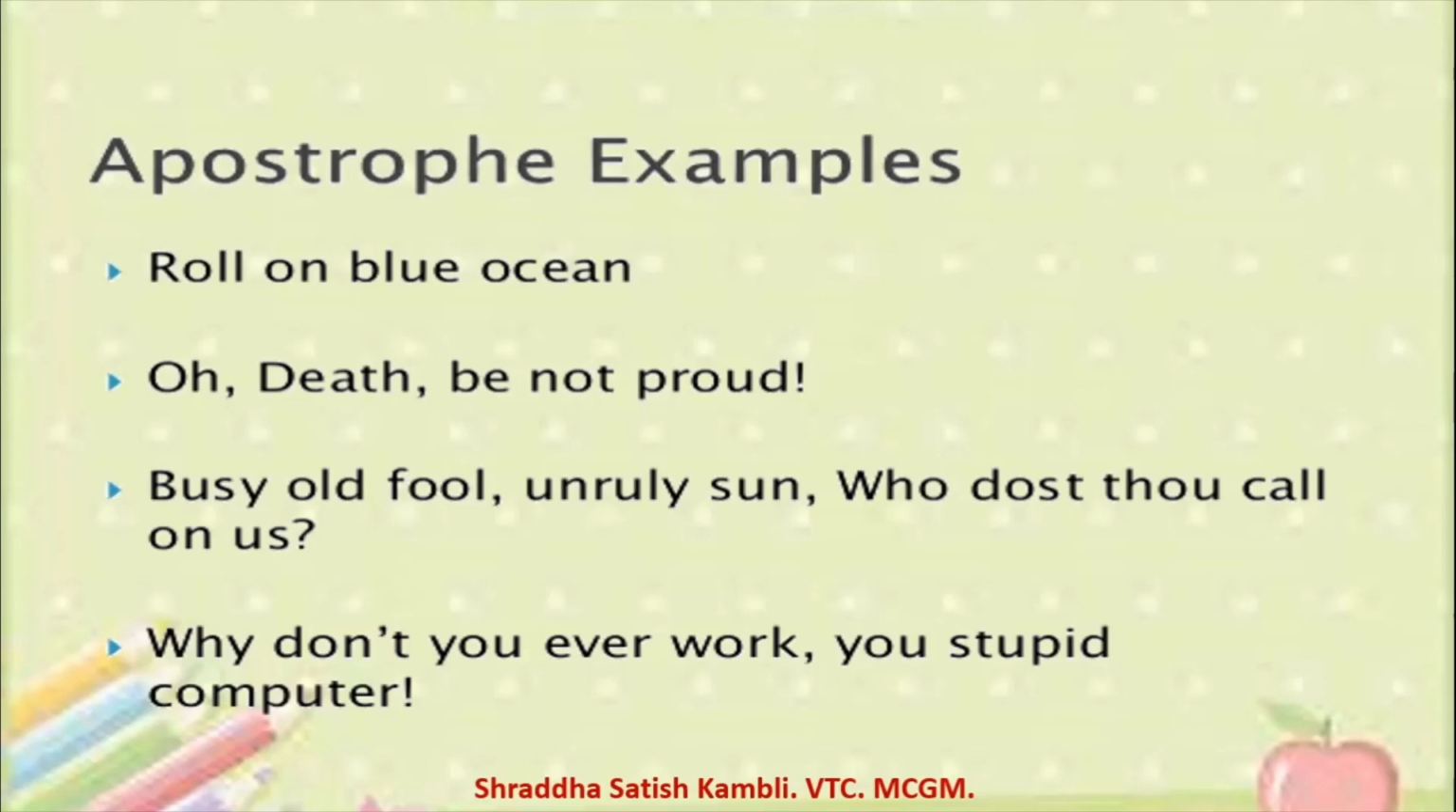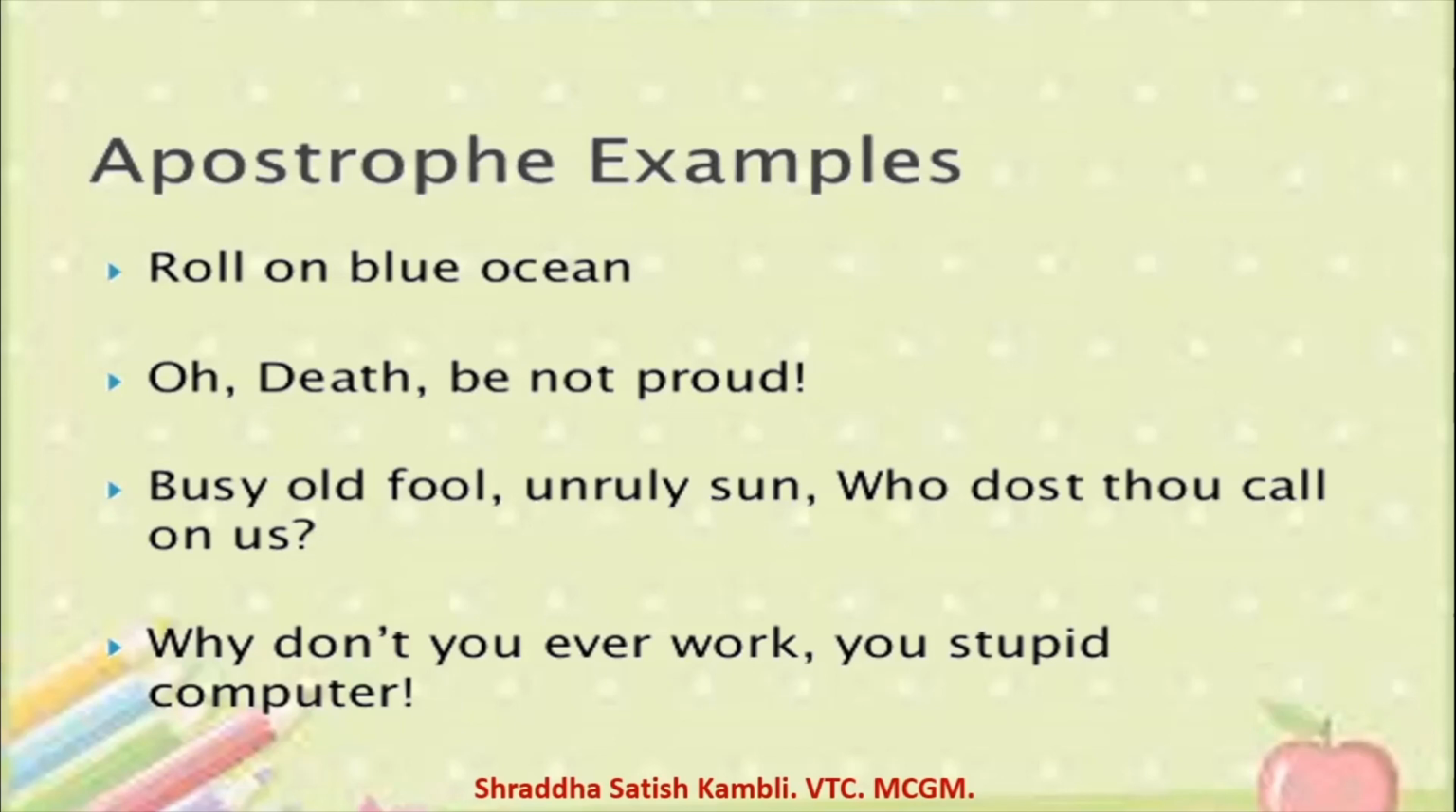Look at this. "Busy old fool, unruly sun, why dost thou call on us?" So who is this person talking to? It's talking to the sun. Now the sun is of course present, you can see it in the sky during the day, but it is not someone whom you can talk to. And see, he's also calling the sun busy, old, fool. Unruly means someone who doesn't have manners.